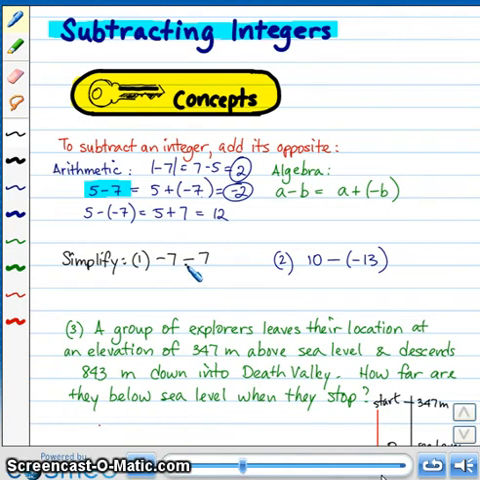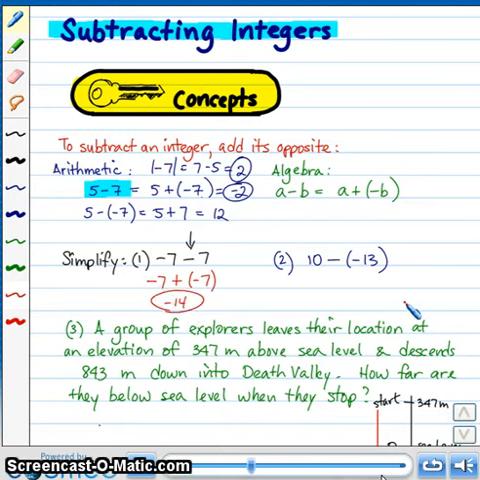Negative 7 minus 7. Okay, well, again, when I'm subtracting, I'm going to change that to an addition problem. So rather than negative 7 minus 7, it's going to be negative 7 plus the opposite, which is negative 7. So now I'm adding two numbers with the same sign. I add their absolute values and I keep the sign. So negative 7 plus negative 7 is negative 14.